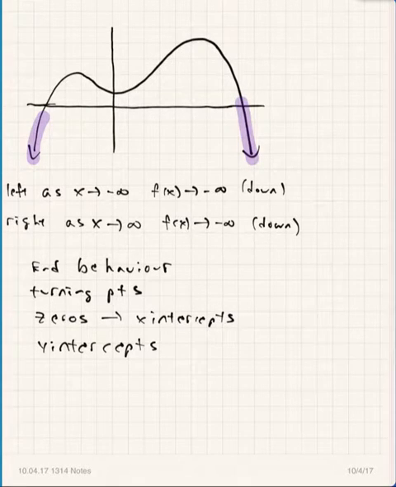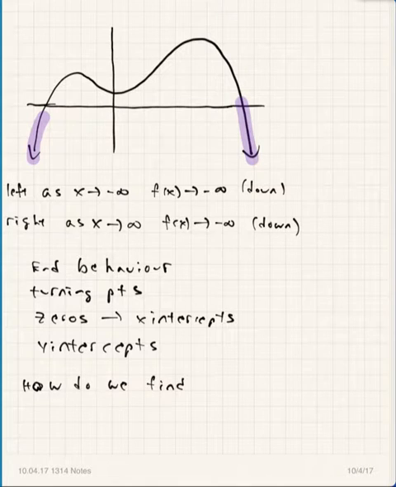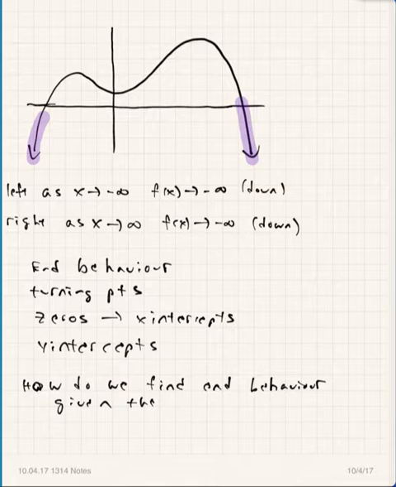All right, so we've got a sense for the end behavior as far as looking at a graph. So the question is, how do we find end behavior given the equation for a polynomial function?